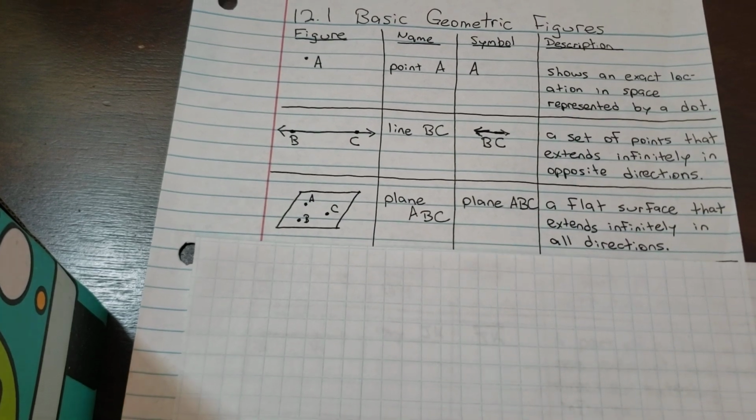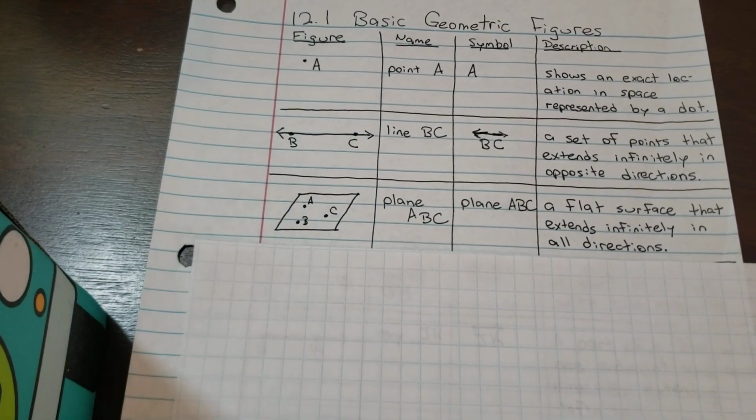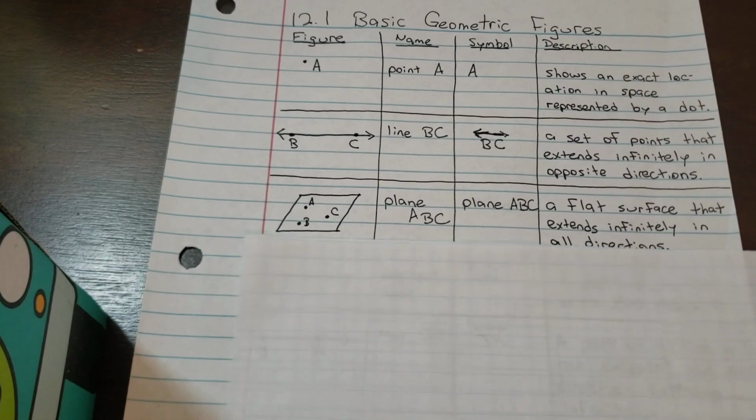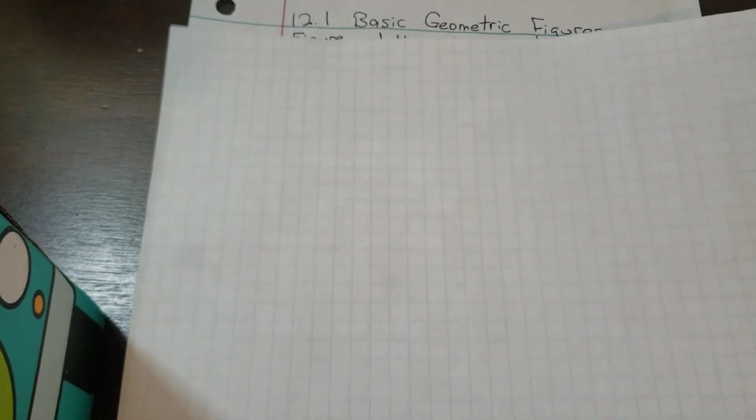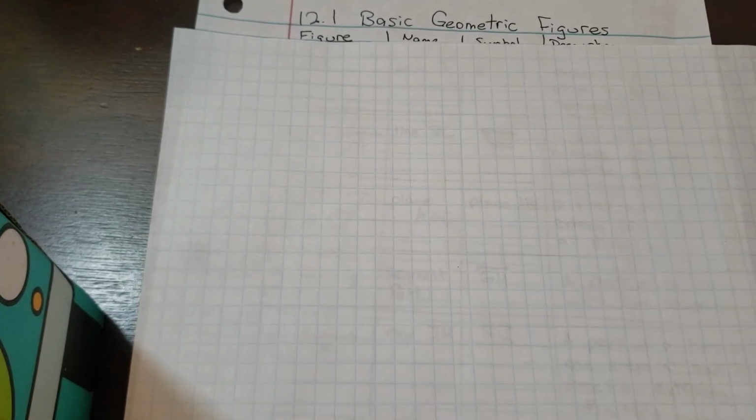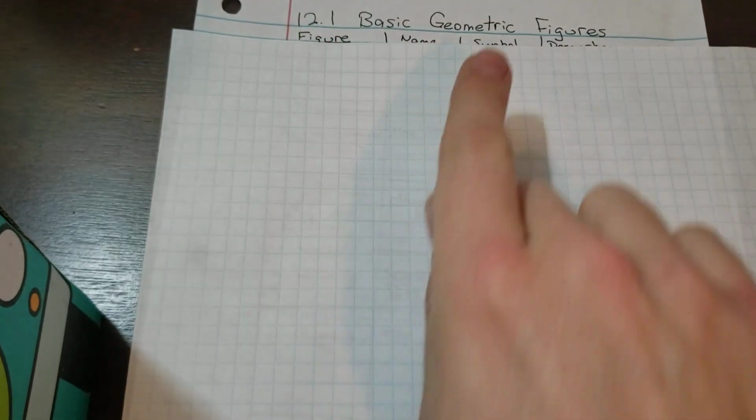It's hard to visualize some of these geometric things because it's kind of a theory, but an example of a plane is just a piece of paper. So imagine that this piece of paper just went on forever and ever in all different directions.